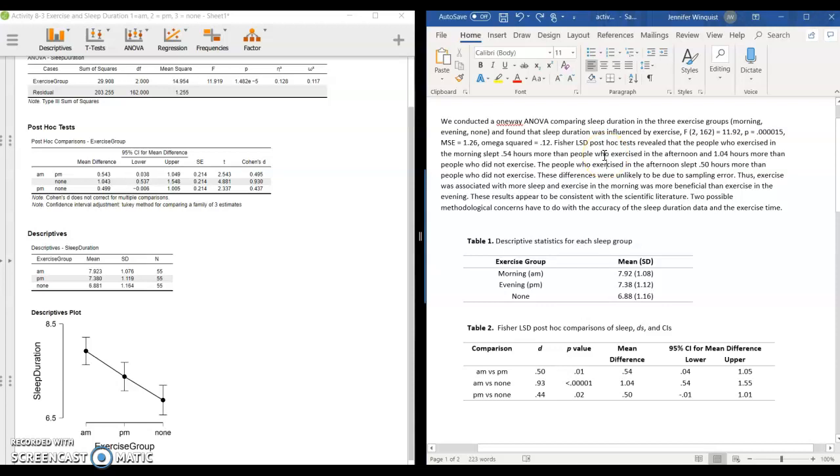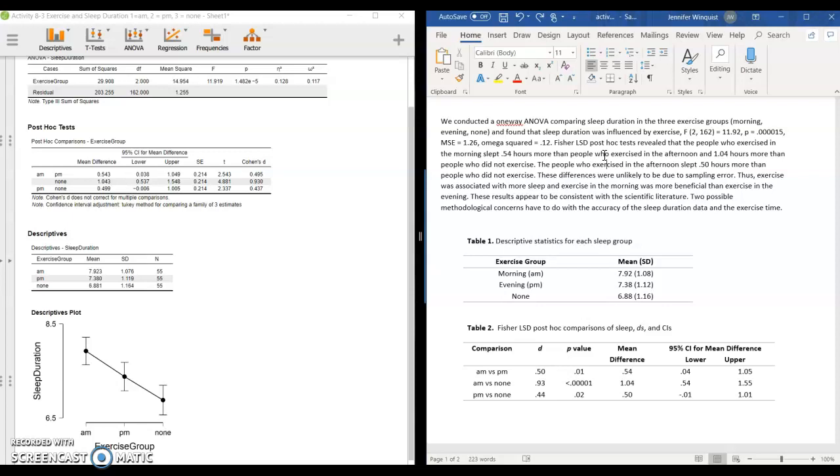But then we need to talk about what those differences are based on those Fisher post hoc tests. So for that Fisher post hoc test, we found that people who exercise in the morning slept 0.54 hours more than people who exercised in the afternoon, and 1.04 hours more than those who did not exercise. The people who exercised in the afternoon slept 0.5 hours more than people who did not exercise. In this case, all of these differences were unlikely to be due to sampling error.